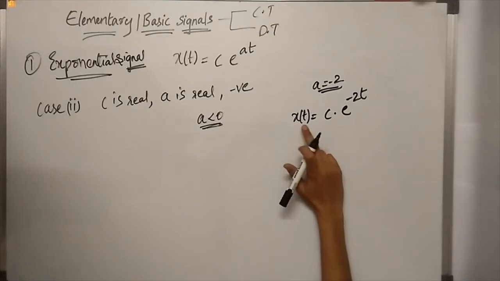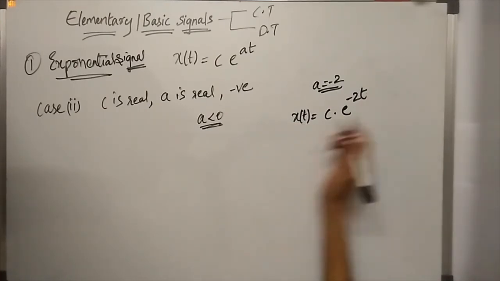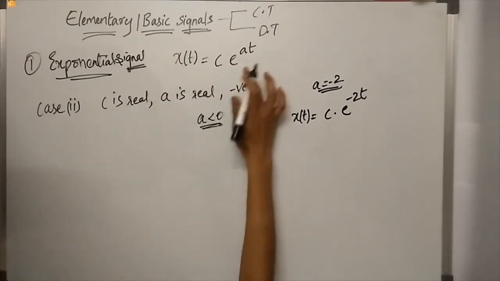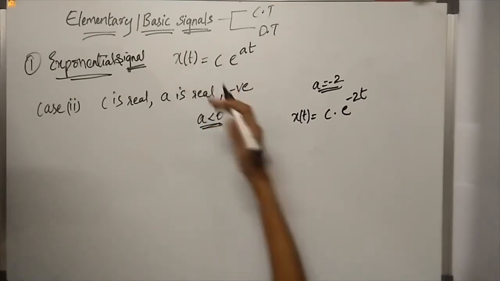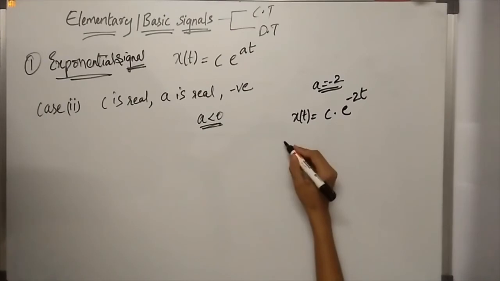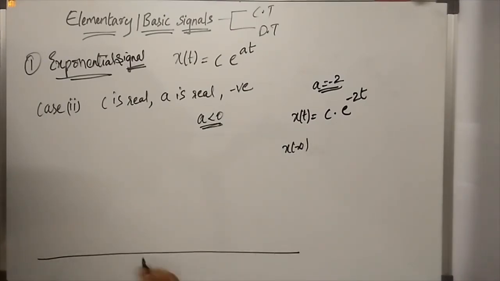I can mathematically represent this signal as x of t equal to c e power of minus 2t. Similarly, t is an independent variable here. Since it's a continuous time signal, t can take any values between minus infinity to plus infinity.